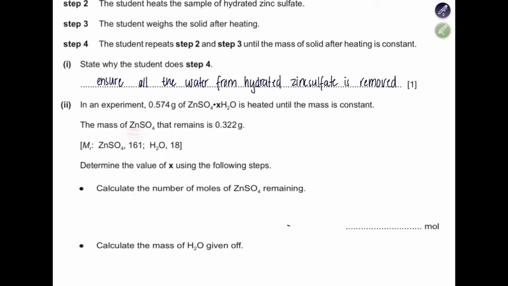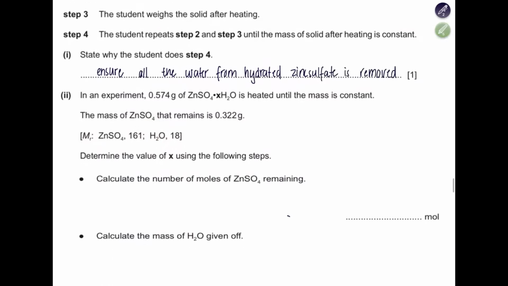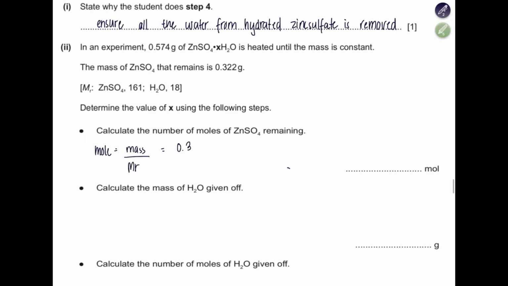The mass of zinc sulfate that remains is 0.322. The MR is given. Determine the value of X using the following steps. Calculate the moles of zinc sulfate remaining. Okay, so moles is mass divided by MR. Mass remaining is 0.322 divided by MR, which is 161. That would give us 0.002 moles.